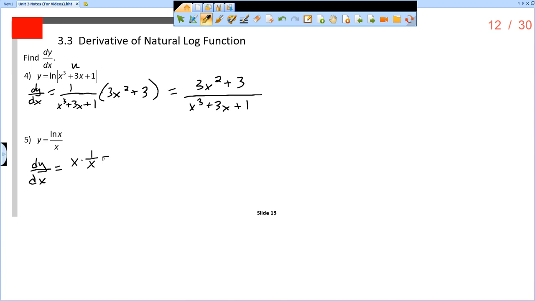And then minus the natural log of x, the numerator, times the derivative of the denominator. What's the derivative of x? That's just 1. And then all divided by the denominator squared. Now we might just simplify this a little bit. x times 1 over x is just 1, minus the natural log of x, over x squared. So that is slide number 13. Just a couple extra examples of using the derivative of the natural log of x.